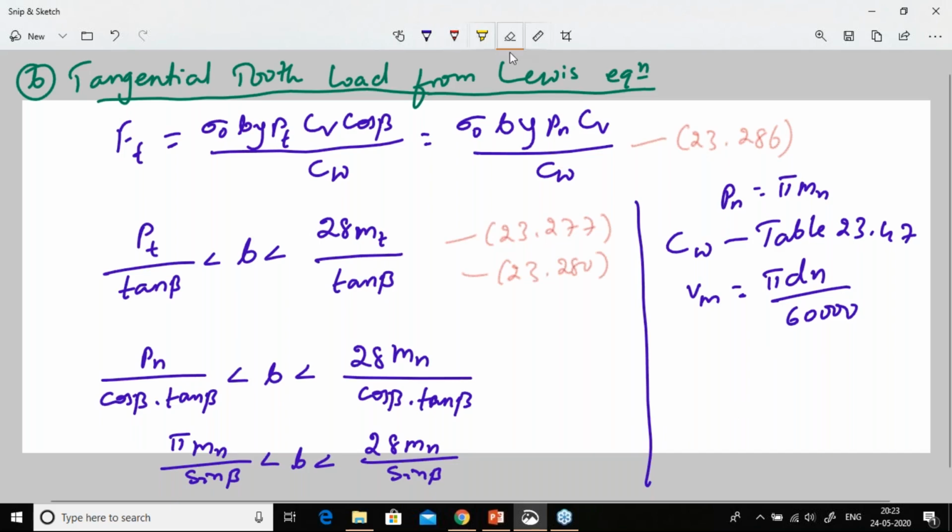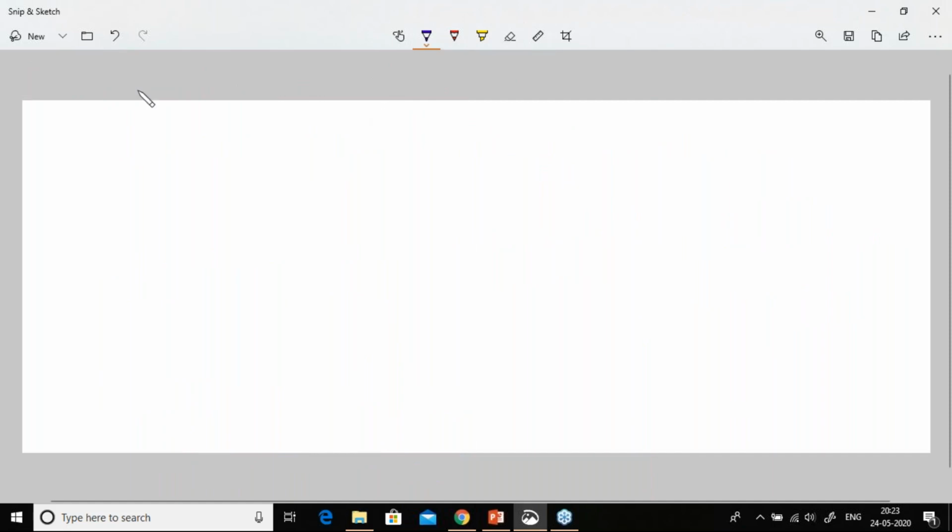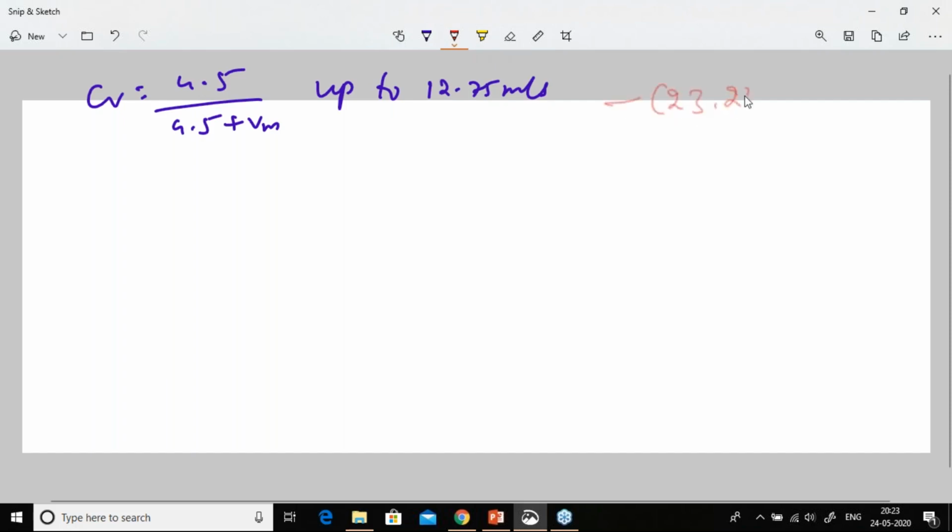So when Vm is less than 12.75 meter per second, then the Cv equation can be written as 4.5 divided by 4.5 plus Vm. This is up to 12.75 meter per second. Equation number 23.288a.